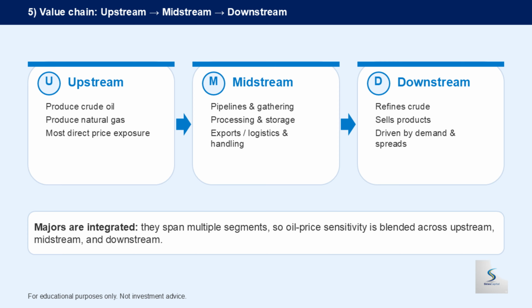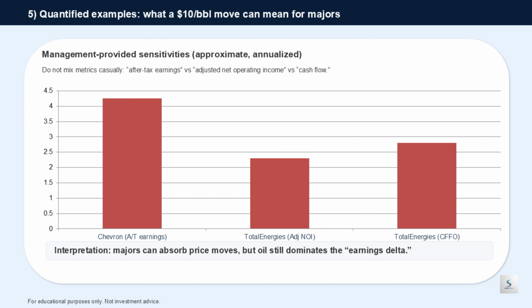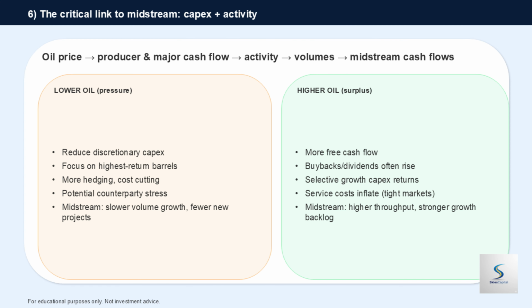Upstream may benefit from oil rising, while downstream can be driven more by refining spreads and demand than by headline oil price news. When oil rises, upstream earnings usually improve. Downstream results depend on product demand and refining spreads, not just crude oil prices. In a low price environment, majors often adjust CAPEX and prioritize dividends and buybacks. These CAPEX decisions influence production and midstream volumes later. This is the lag effect.